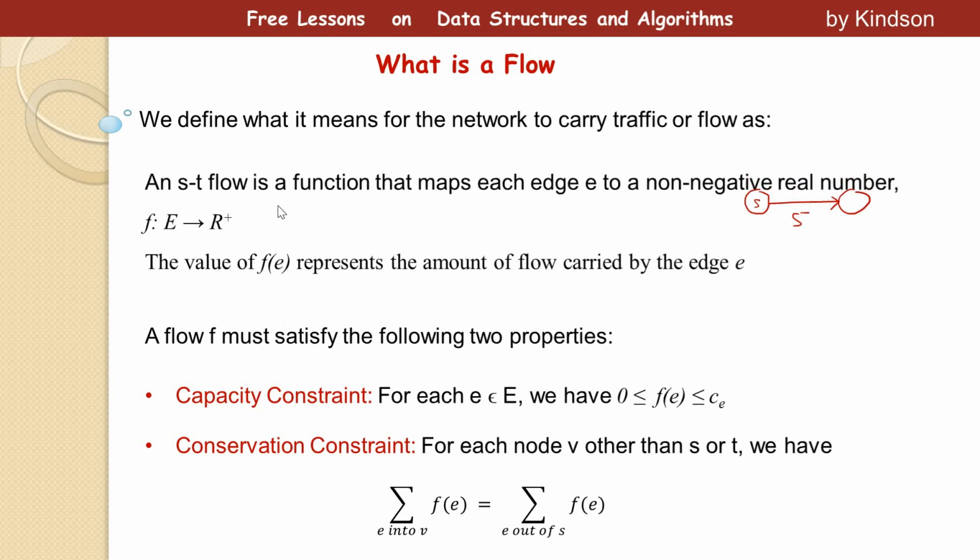So we define an s-t flow as a function that maps each edge onto a real number. The value of f(e) represents the amount of flow carried by the edge e. And now these are the two important constraints you need to know. The capacity constraint says that for each edge, 0 is less than or equal to the flow, which is less than or equal to the capacity. So if the flow is 3, the capacity might be 5. The flow has to be between 0 and the capacity of that edge. I hope you understand.